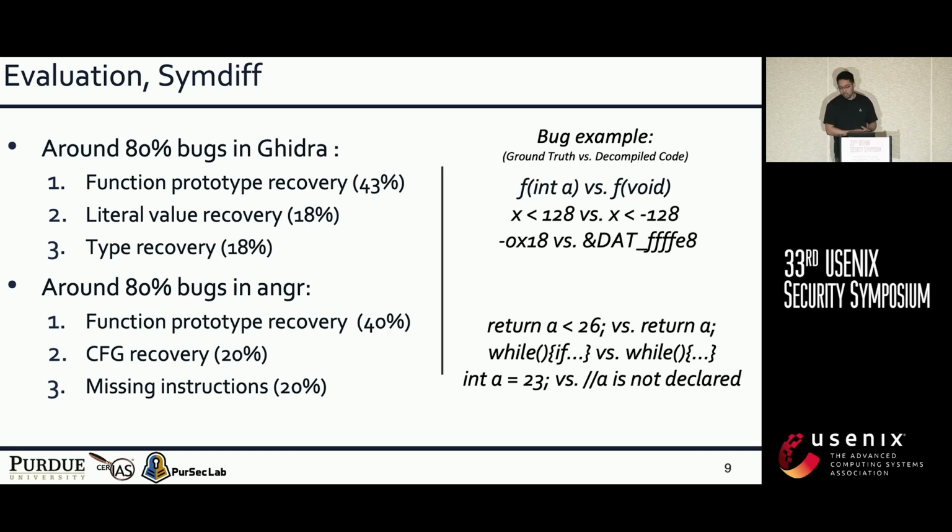Similarly for angr, 40% are function prototype recovery bugs, 20% are control flow graph recovery bugs, and 20% are missing instructions. On the right side, it's the bug example, and we will talk about 2 examples in a later case study.